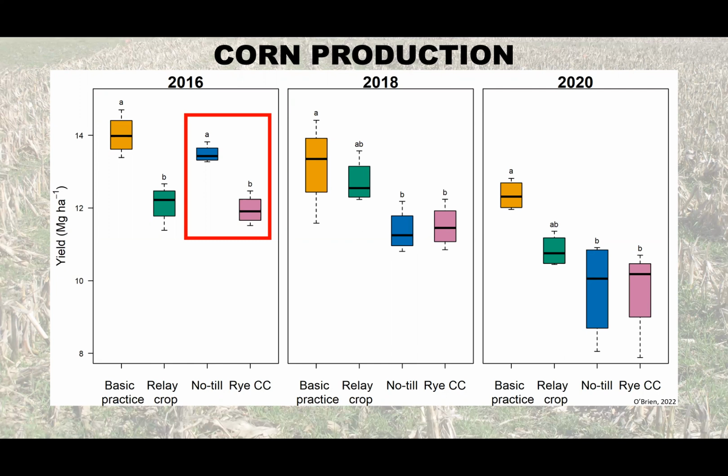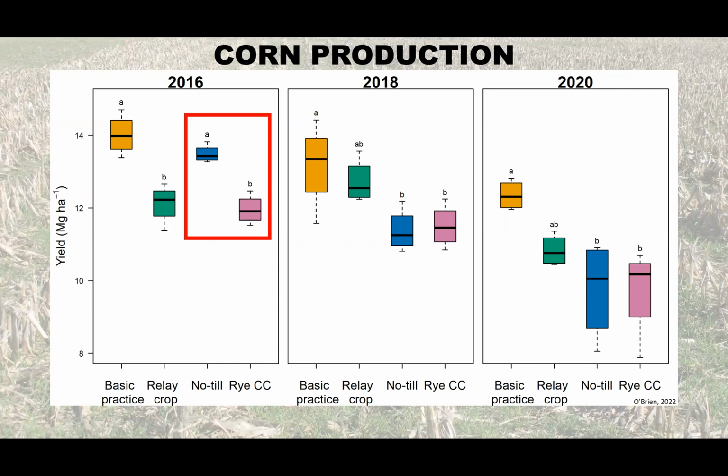I want to point out a few things here. On the x-axis at the bottom, we have our basic practice, our relay cropping system with the Camelina, just the no-till system, and then the no-till system with a rye cover crop. So those are what's shown here. We have a cover crop versus no cover crop. We also have the 3 systems with 4R nitrogen management versus the basic practice. So that's what we can compare here.